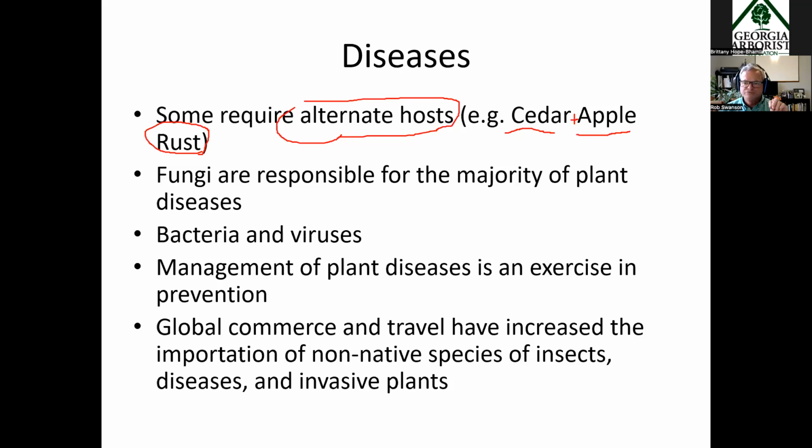Global commerce and travel have increased the importation of non-native species of insects, diseases, and invasive plants. The emerald ash borer is not native here. It came in through a port, I think maybe in Chicago, and it radiated outward. The Asian longhorn beetle, there's lots of things that have come in and have just taken over the country.